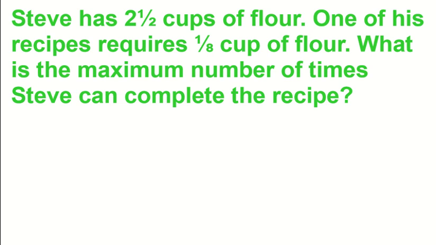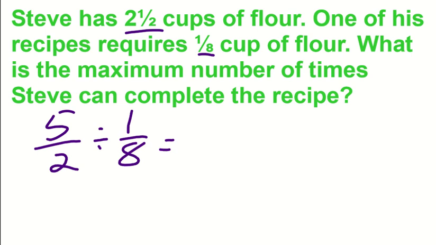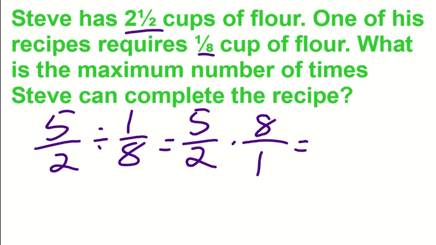All right, so again, a word problem with fractions, we're dividing. So we got 2.5 divided by 1/8. 2.5 becomes 5 over 2. We do keep, change, flip. We get 40 over 2. 40 divided by 2, 20. Any questions?